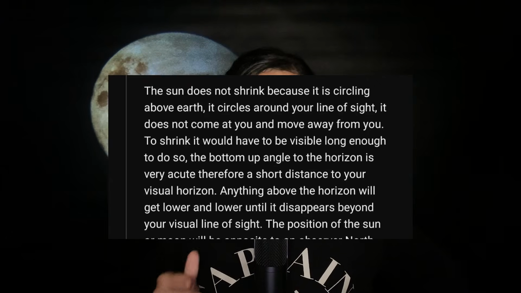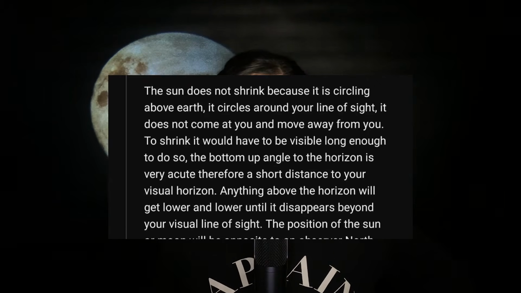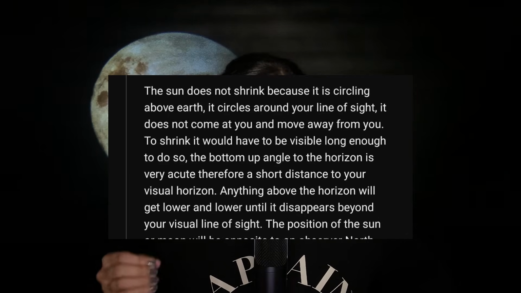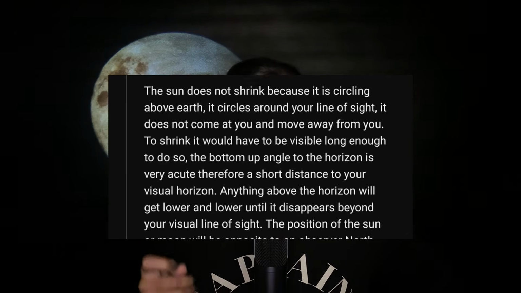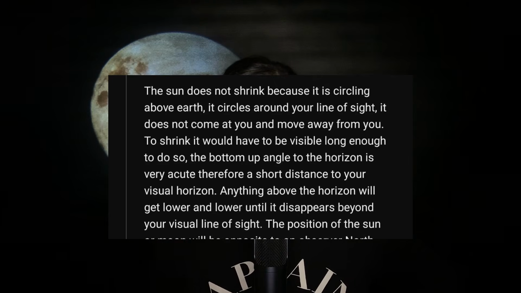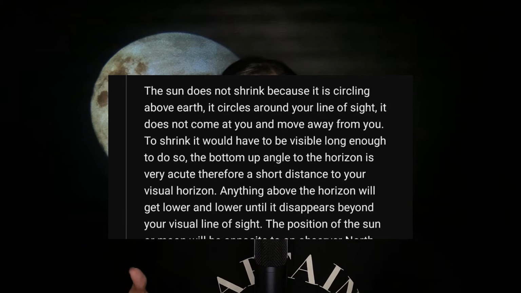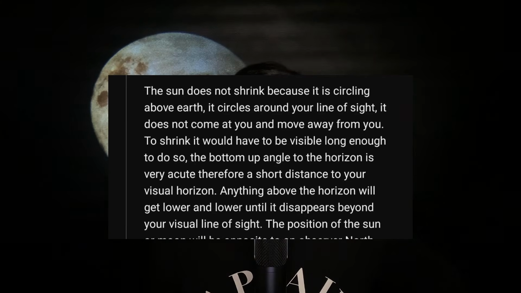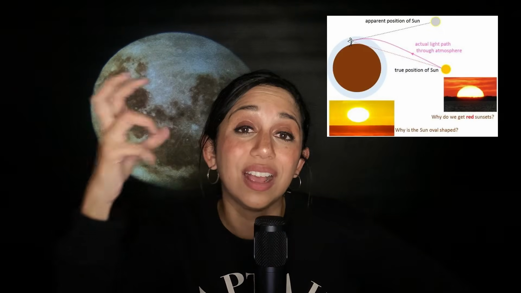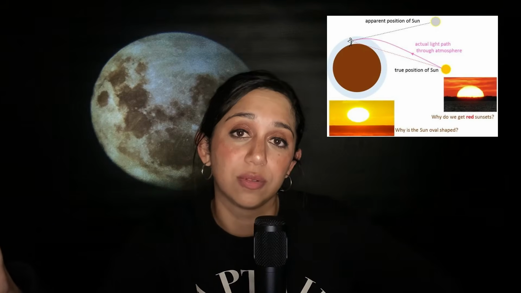Boom, roasted. The sun does not shrink because it's circling above Earth. It circles around your line of sight. It does not come at you and move away from you. To shrink, it would have to be visible long enough to do so. The bottom-up angle to the horizon is very acute, therefore a short distance to your visual horizon. Anything above the horizon will get lower and lower until it disappears beyond your visual line of sight. The sun's angular size stays nearly constant throughout the day. If it were moving away, it would visibly shrink, but it doesn't. What does change is atmospheric distortion near the horizon, making it look flattened or dimmer. Again, optics, not conspiracy. Boom, roasted.